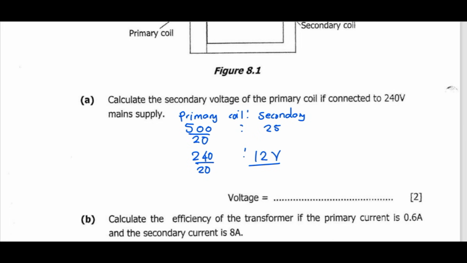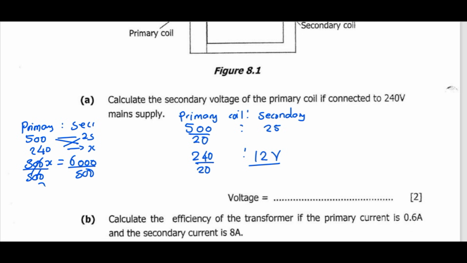Or if you want, you can do this. You can say primary, secondary. So we have 500, 25, 240, x, we cross multiply. So 500x is equal to 25 times 240. I'm getting 6,000 over 500 over 500. So 6,000 divided by 500, I'm still getting 12 volts.